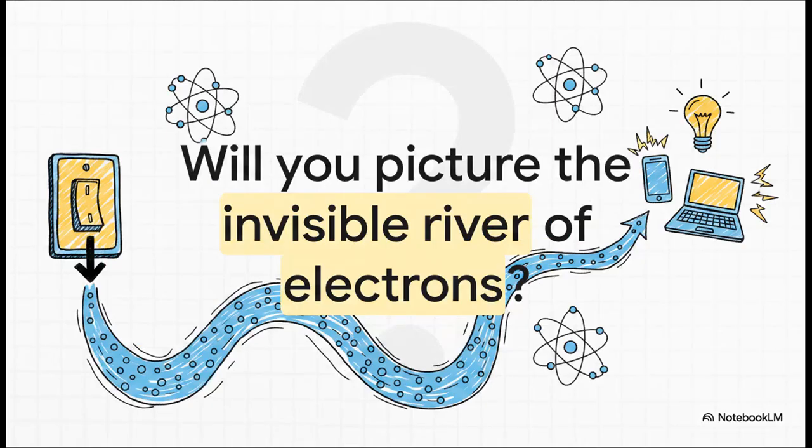As we wrap up this explainer today, I really want to leave you with a thought to chew on. What fascinating, invisible atomic journeys are happening right now, this very second, inside the devices in the room around you. The next time you walk into a room and flip a simple switch on your wall, take just a moment to picture that invisible river of billions of electrons rushing in to power your world. It's pretty mind-blowing when you really think about it.